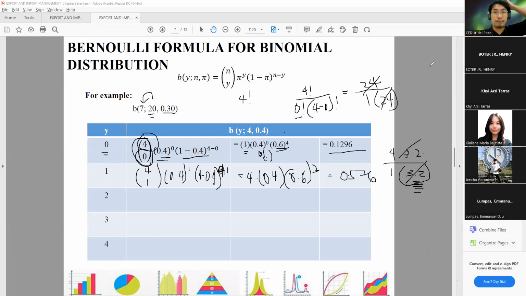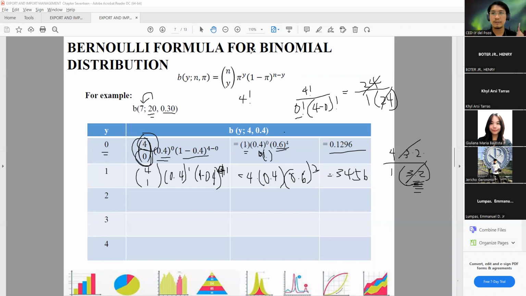0.3. 0.3456. So. Three, 4, 5, and 6 point. So yun, susunod-sunodin mo lang 4 over 2, 4 over 3, 4 over 4, and so on. Hanggang ma-kompleto mo. So that's how you do the binomial distribution.